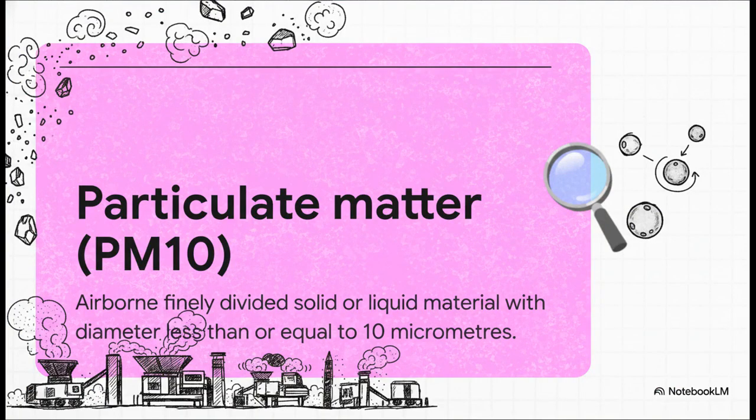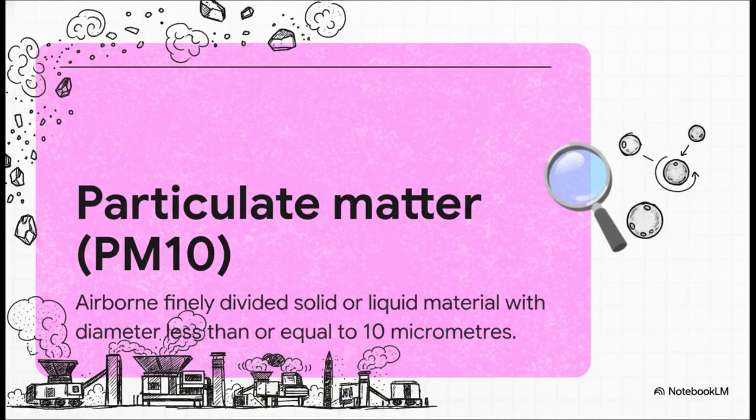Let's do a quick deep dive and define the most complex of these pollutants, just so we truly understand what is being weighed out in these metric tons. Starting with PM10. This represents airborne, finely divided solid or liquid material with an aerodynamic diameter less than or equal to 10 micrometers. For a little context, a single grain of fine beach sand is about 90 micrometers. So, PM10 is a tiny fraction of that size.